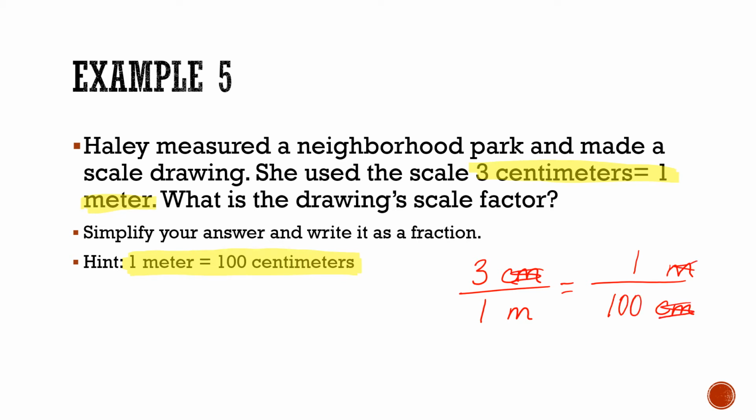And those will cancel my units now. And I'll multiply straight across. 3 times 1 is 3, and 1 times 100 is 100. And I cannot simplify that, so that is my scale factor, 3/100ths.